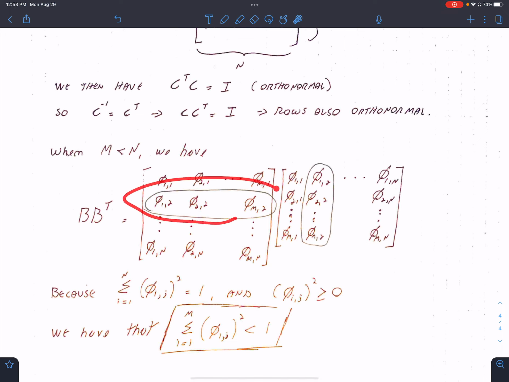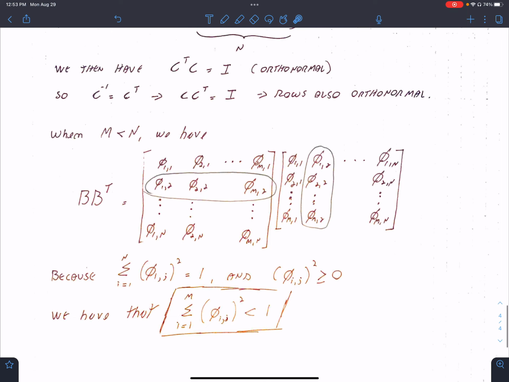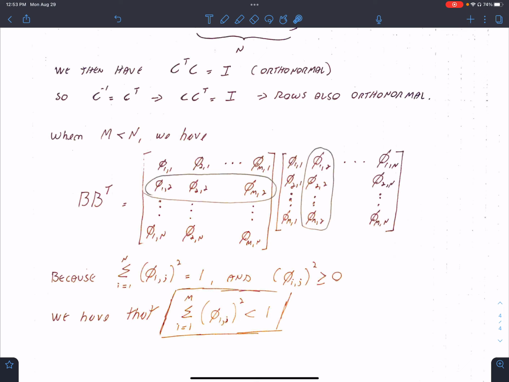Let's look at a particular row multiplied by this column. If I sum over i all n of them, I would have 1. Each of these terms is this times that, so I'm summing all squares, and because these are all positive, if I don't sum all n of them, and I've summed only m of them, then the result has to be naturally less than 1.